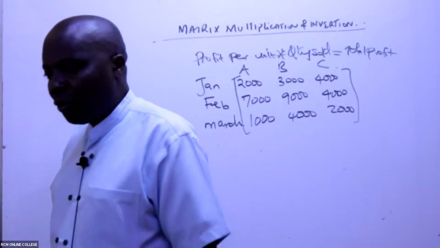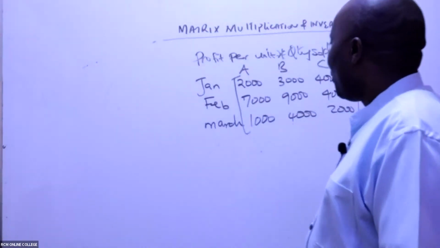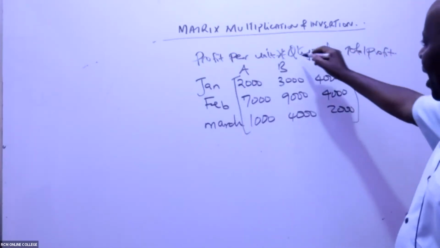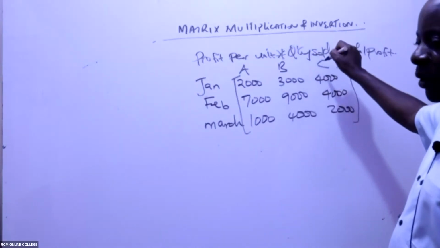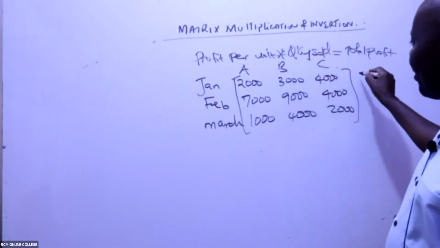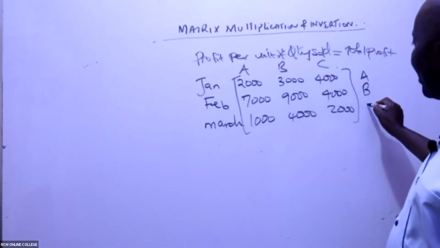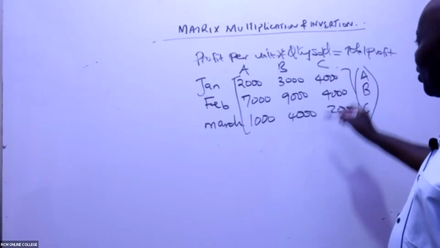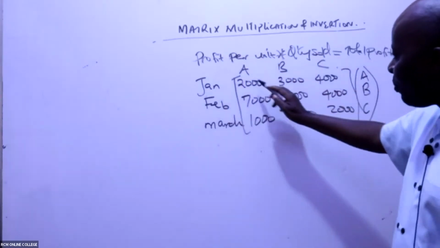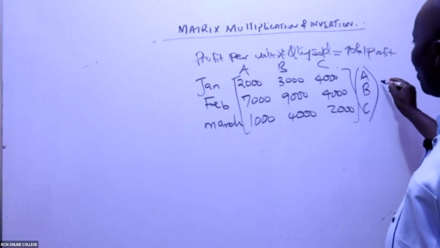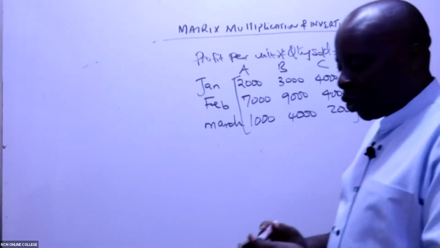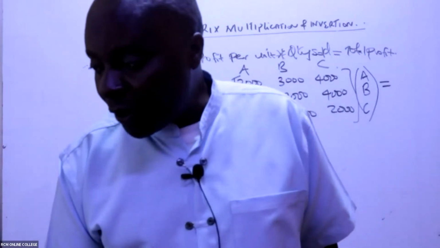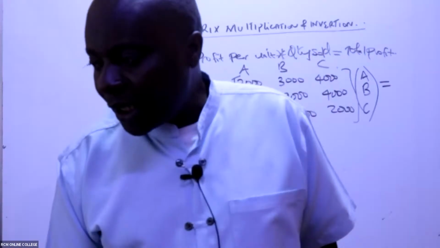Thank you so much. You see, quantity sold is unknown. This is what the examiner wants me to tackle. So we shall let the quantity sold be A, B, and C, respectively. This is the quantity sold. Profit per unit times quantity sold should give me the total profit. Have they given me the total profits for each of these months? Oh, yes, they have done that.